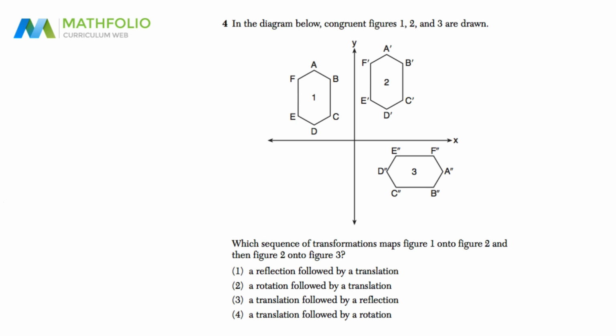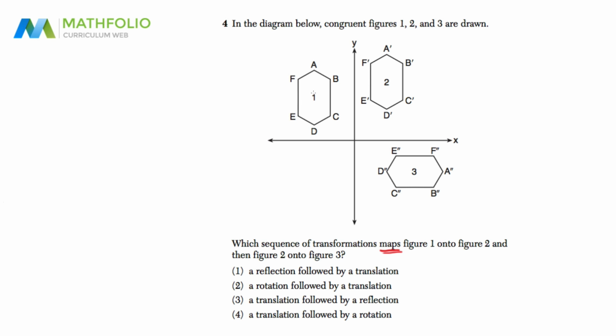Okay, question number 4. It says in the diagram below, congruent figures 1, 2, and 3 are drawn. And just checking, it looks like they each have 6 sides, and so these are all hexagons. It says which sequence of transformations maps figure 1 onto figure 2. So 1 onto 2, and then 2 onto figure 3. So mapping is just kind of moving it onto that shape. That's how we can think about mapping.